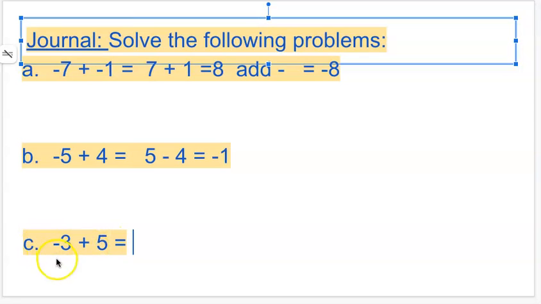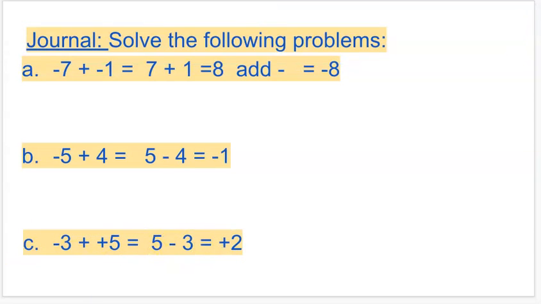C, the last one, negative 3 plus 5. So we have a negative plus a positive, right? So we're going to subtract bigger number minus smaller number. 5 minus 3 is 2. And since 5 is bigger and 5 is positive, our answer is positive 2. So that is how you solve these problems.